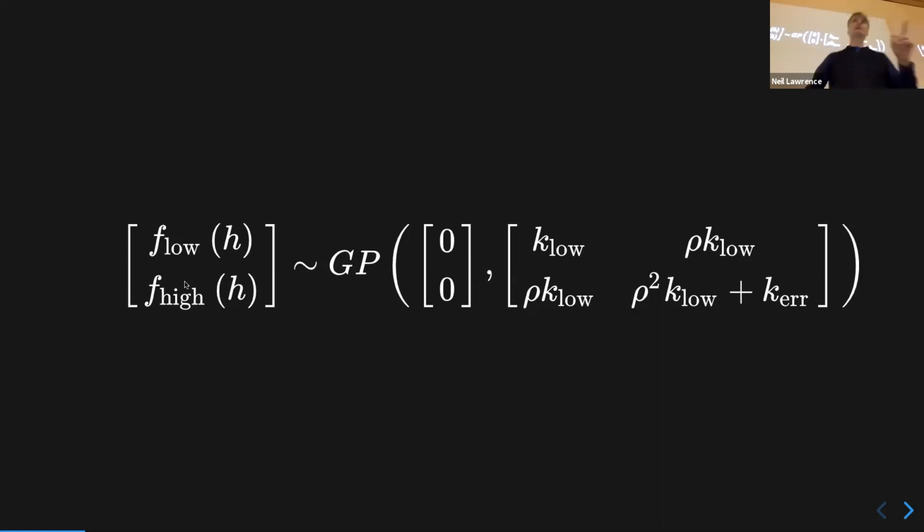But what's nice is we can also compute the cross covariance. The cross covariance here is the object that gives us information between the two fidelities of simulation. And the cross covariance in this case is just rho k low. K low sounds like J low, doesn't it? Cool, covariance functions. K low, yeah.